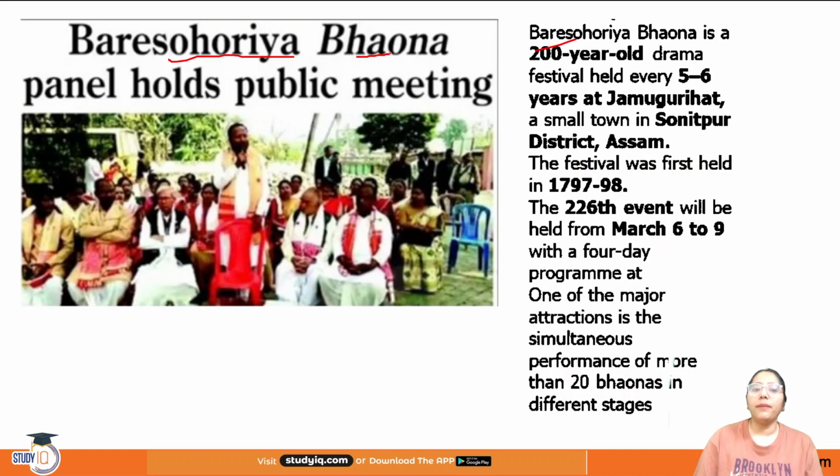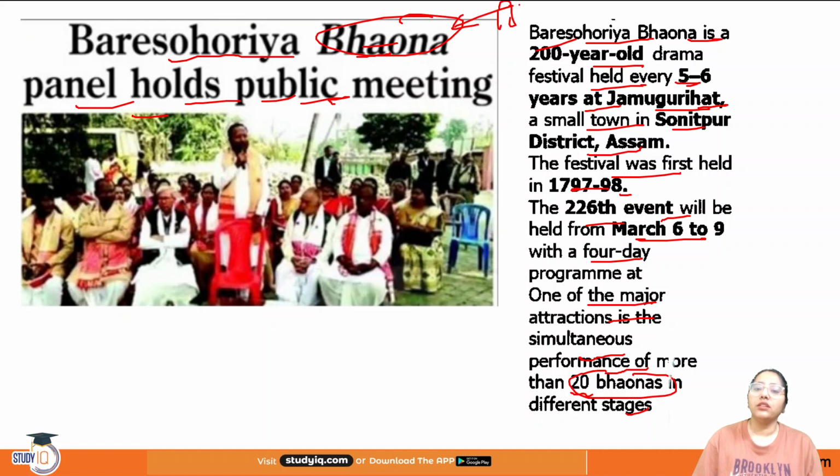Next news is about the Bare Shoria Bhaona. Bare Shoria Bhaona recently held a public meeting. So remember, Bare Shoria Bhaona is actually a 200-year-old drama festival. It is held every 5 to 6 years at Jamuguri in a small town of Sonitpur district. This festival was first held in the year 1797 to 1798. The 226th event will be held from March 6 to March 9. It will be a 4-day program. One of the major attractions is the simultaneous performance of more than 20 bhaonas on different stages. So, Bare Shoria Bhaona is very important. It will represent the bhaona along with the different participants.